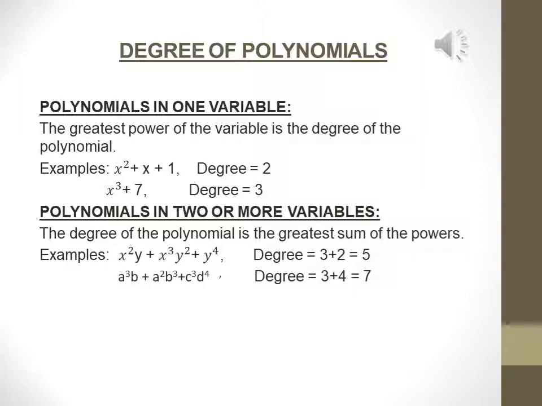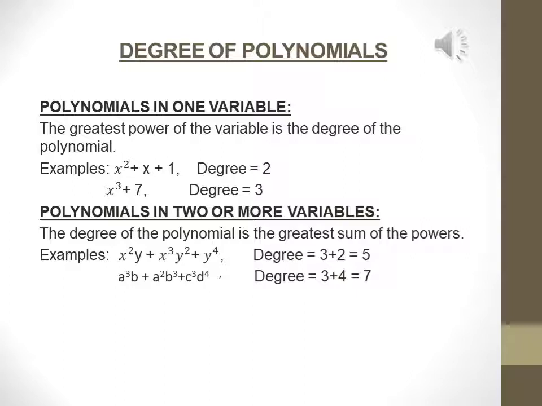For example, x square y plus x cube y square plus y to the power 4. We can see that in x cube y square, the power of x is 3 and the power of y is 2. We add these two powers. 3 plus 2 is equal to 5, which is the degree of this polynomial.